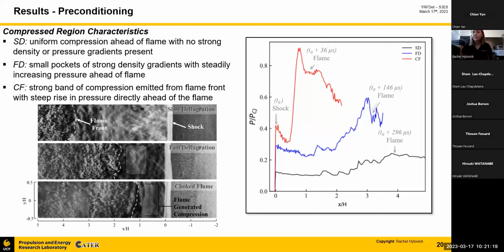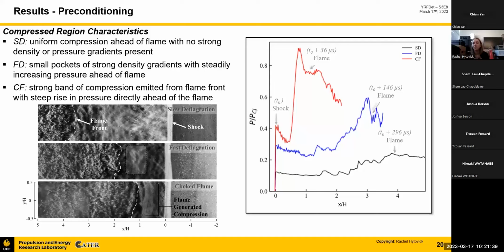And then on our choked flame, you see the shock and the flame, and they're very closely coupled. So they're only about 50 millimeters apart. And temporally, they're only about 36 microseconds apart. And you see the strong white band forming ahead of the flame front. So we see a lot of compression coming off of the flame. If you notice, it initially matches the shape of the flame.